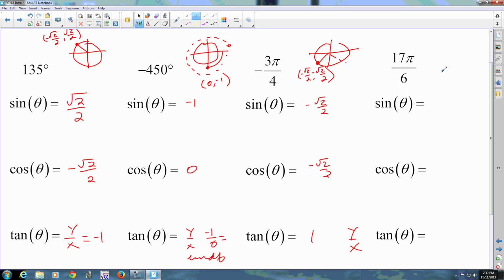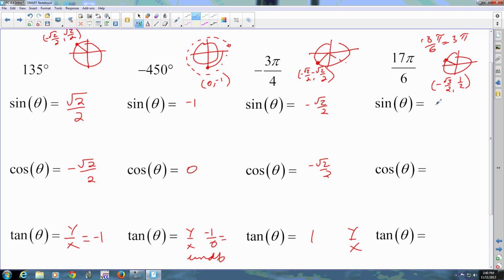Okay? 17 pi over 6. Well, if it was 18 pi over 6, that would be worth 3 pi, right? So let's go 1, 2, 3. But it's 1 pi over 6 short. So you're sitting right here. That coordinate is going to be negative square root of 3 over 2, positive half. How do I know? You guys just have to know your unit circle. I can't help you if you still don't have the unit circle memorized.